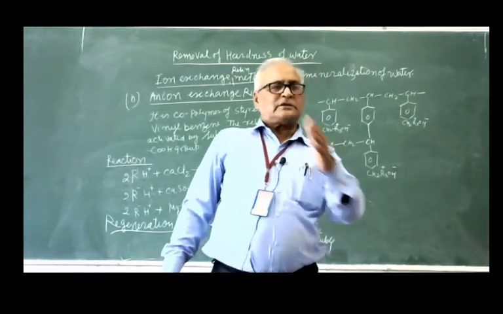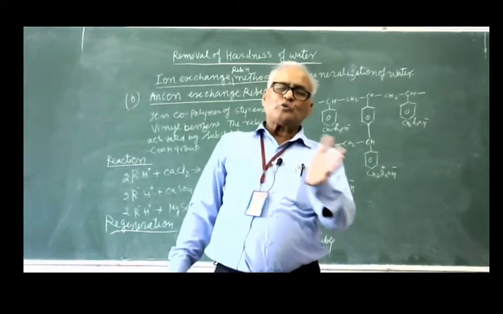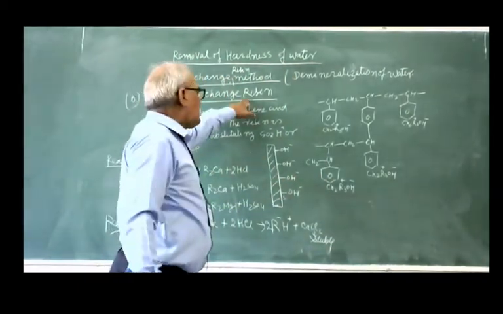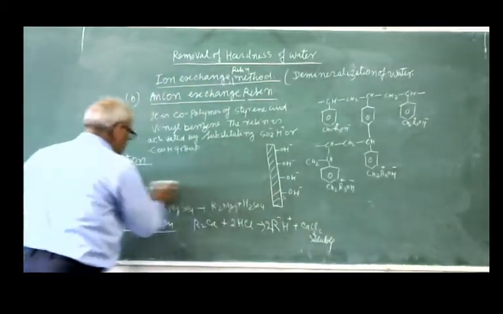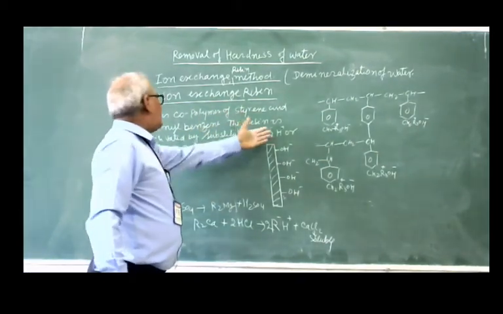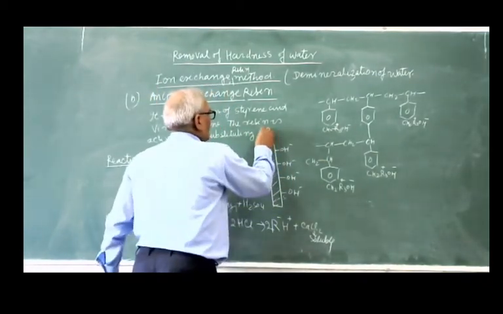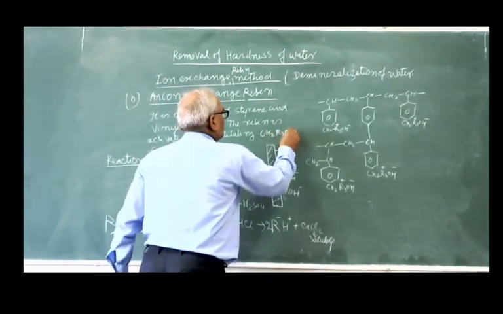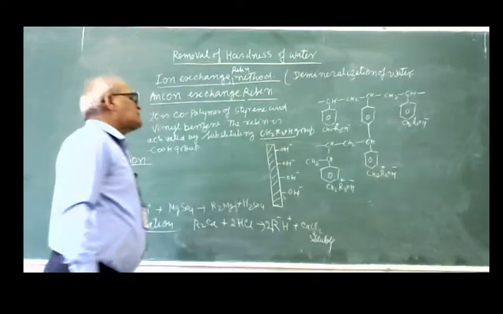So calcium ion is removed by the cation exchange resin. Chloride ion is present. So how to remove chloride ion? Chloride ion will be removed by the anion exchange resin. Just see here, I put here the reaction. Again, it is a copolymer of styrene and vinyl benzene. The resin is activated by substituting the R2R3OH group. This is the alkaline group.